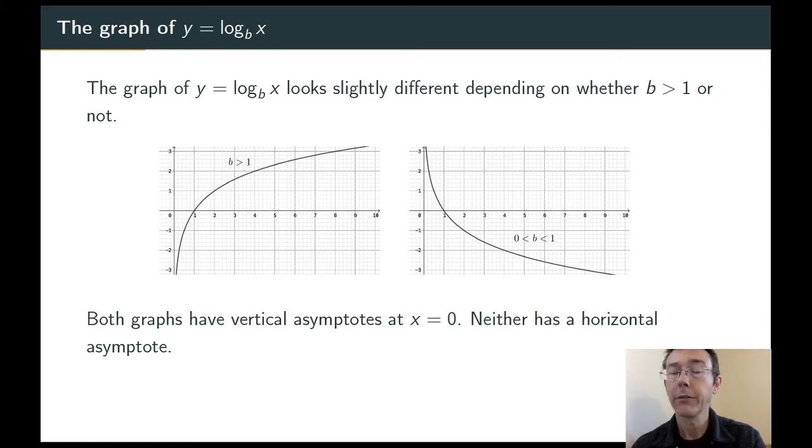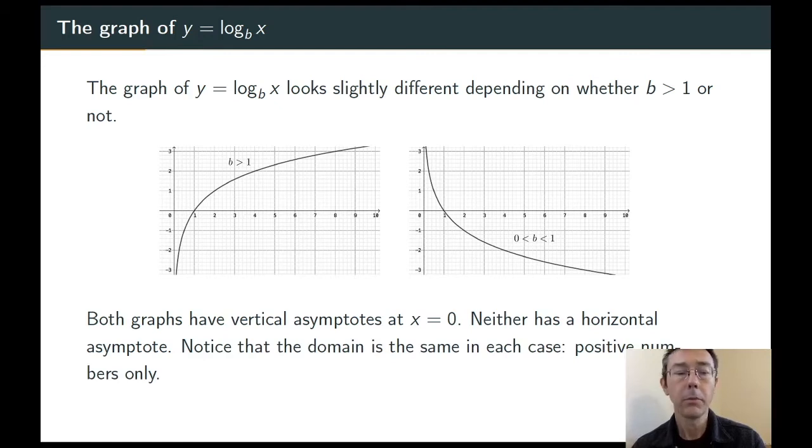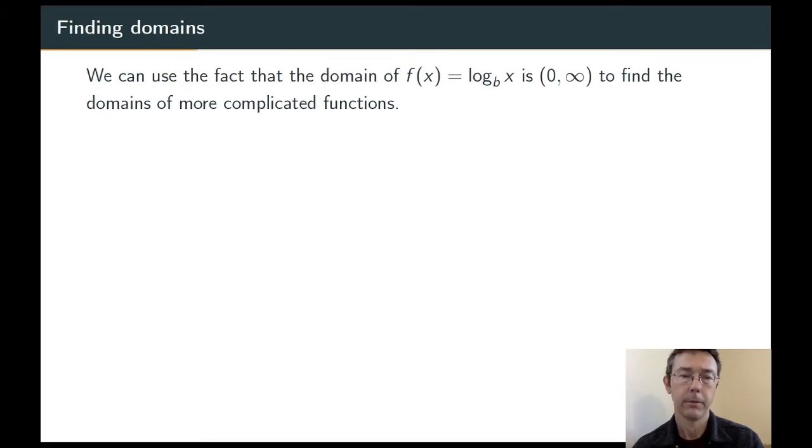Let's talk about the graphs of log base b of x. Depending on whether b is greater than 1 or whether it's between 0 and 1, the graph is either going to be increasing or decreasing. Either way, you're going to get a vertical asymptote at x equals 0, and you're not going to have a horizontal asymptote. The graph will either increase without bound if b is greater than 1, or decrease without bound if b is between 0 and 1. You can also see the domain in each case, always just positive real numbers. Conversely, the range is going to be all real numbers.